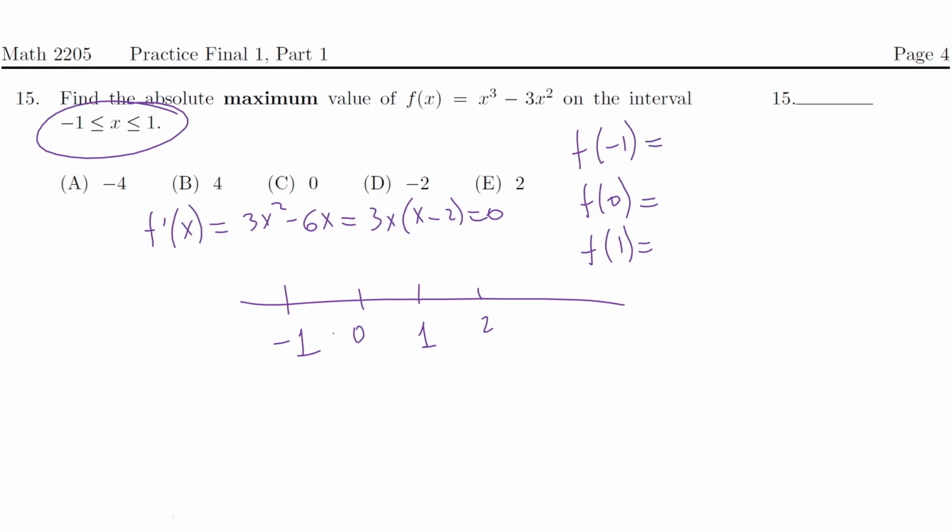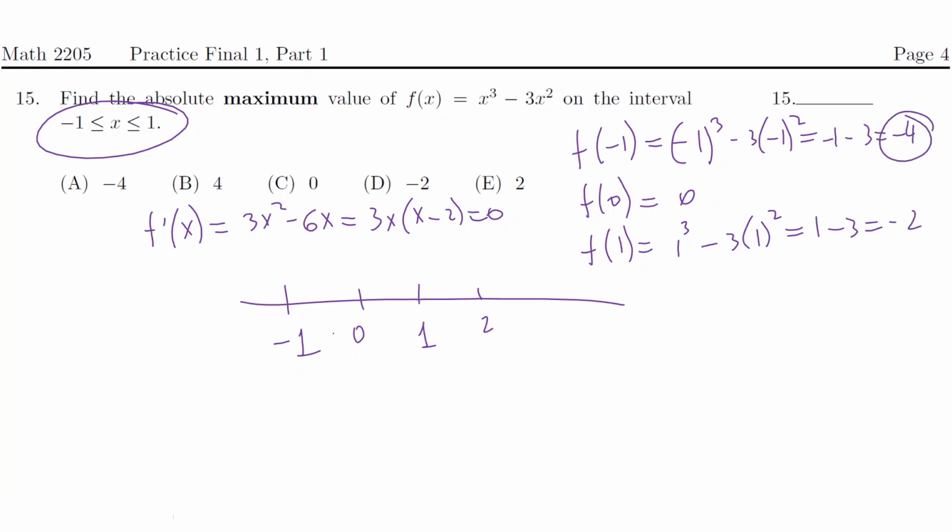So f of -1 is equal to -1 cubed minus 3 times -1 squared. That's equal to -1 minus 3. So that's -4. F of 0 is equal to 0. I'm just plugging in 0 cubed minus 3 times 0 squared. And here f of 1 is equal to 1 cubed minus 3 times 1 squared. So that's equal to 1 minus 3 equals -2. So the answer is -4, A, 15A.